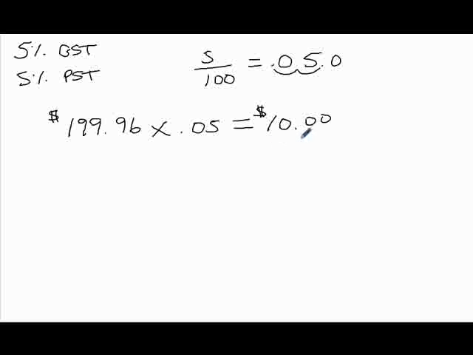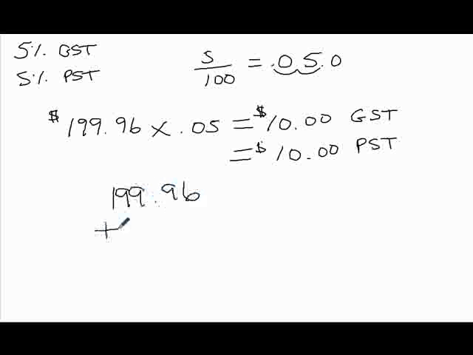Okay, so now we know that for GST we have to add $10, and without having to figure out the same for PST, we know GST is 5%, PST is also 5%, so we can just easily add another $10 for PST. Now, what's our grand total plus tax? It's $199.96 plus our GST, which is $10, plus our PST, which is another $10.